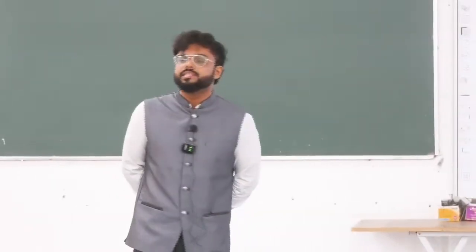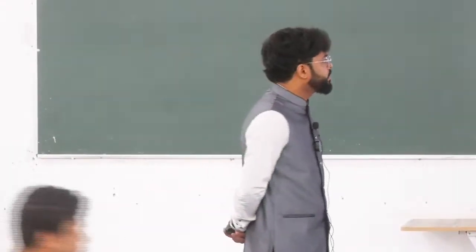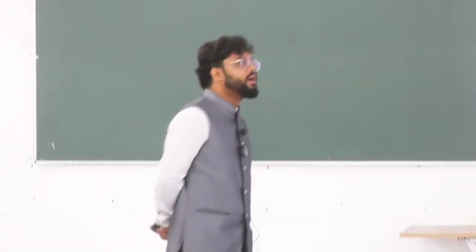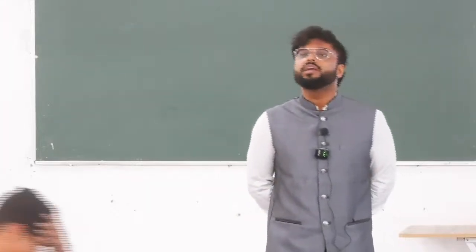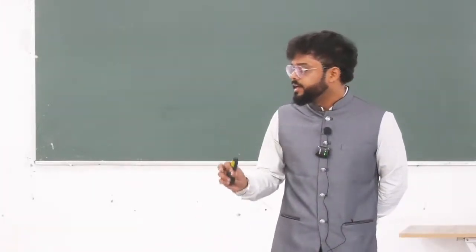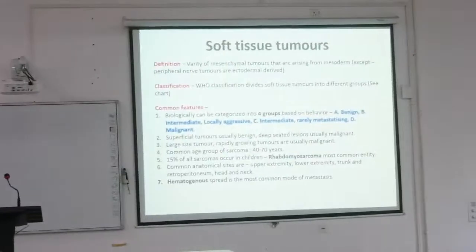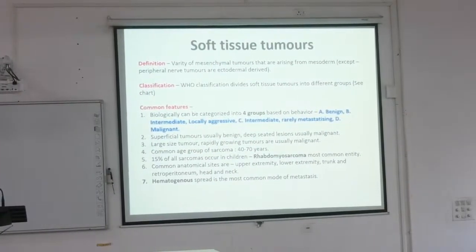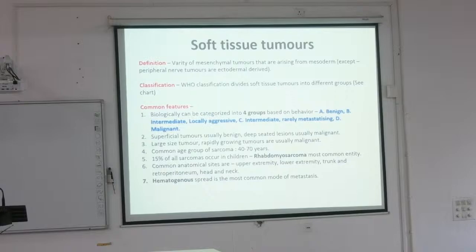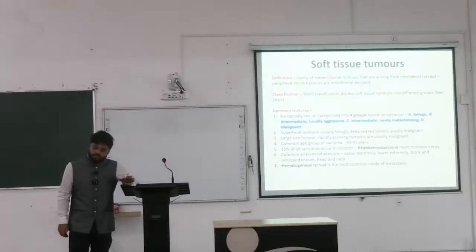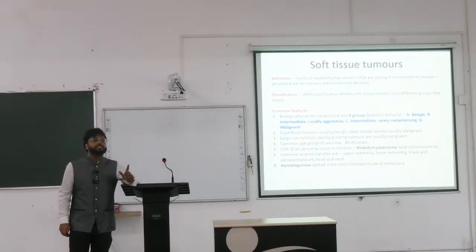We will look at the nature of soft tissue tumors, whether benign, intermediate or malignant, the clinical and morphological features of different entities, and how I can come to a conclusion that it's a special entity of a particular soft tissue tumor. So, what is soft tissue? Soft tissue is tissue which originates embryologically from mesoderm. Any tumor which originates embryologically from mesoderm is known as soft tissue tumor, except one which is neurogenic in origin.